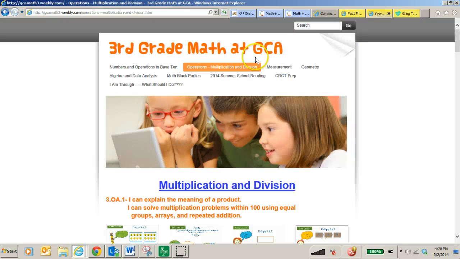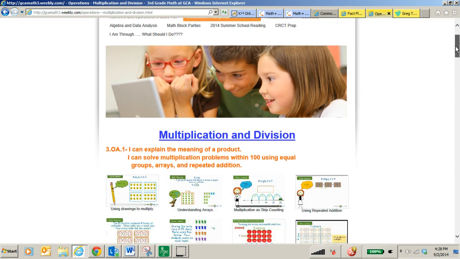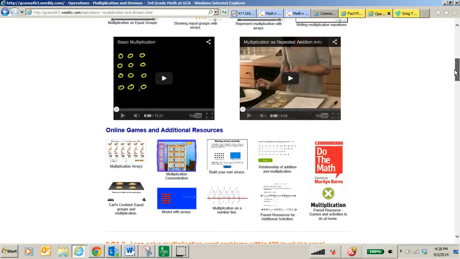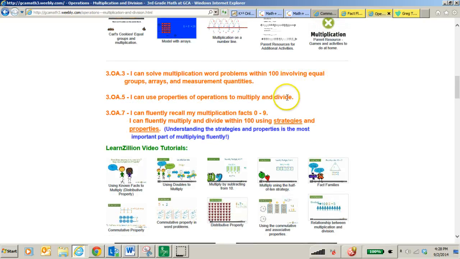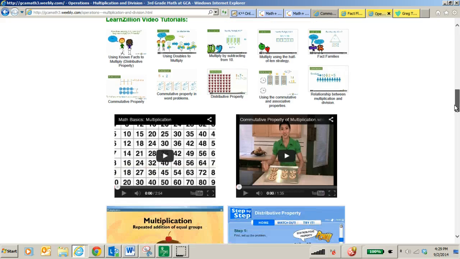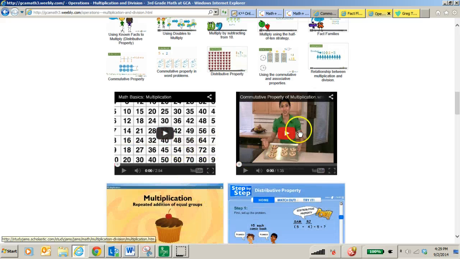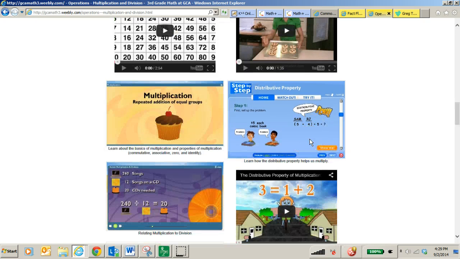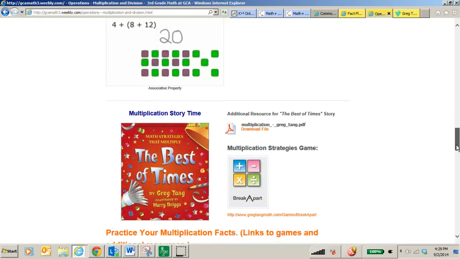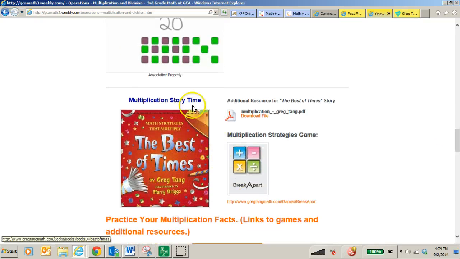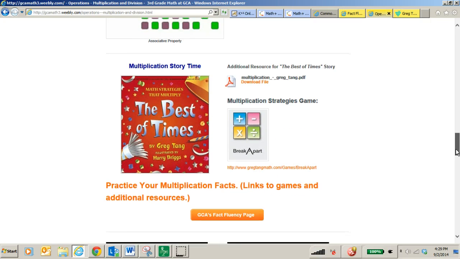And definitely check out the third grade math web page as well, because there are additional videos and lots of games that may not even be on the fact fluency page. It breaks it down by the standards. There's lots of things that use the properties. Here's the distributive property that probably is one of the trickiest ones of all. And there's also some songs and different things that you can click on and play. There's the link to the Best of Times or the Greg Tang website and some of the games that he has. There's also printable resources on the Greg Tang site.